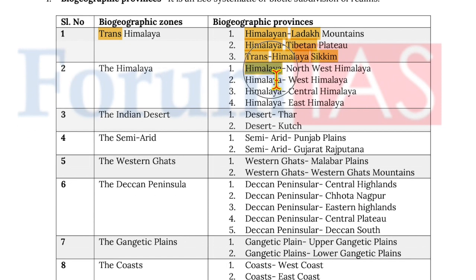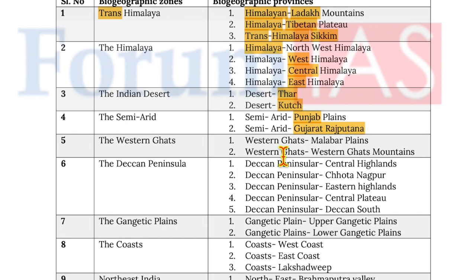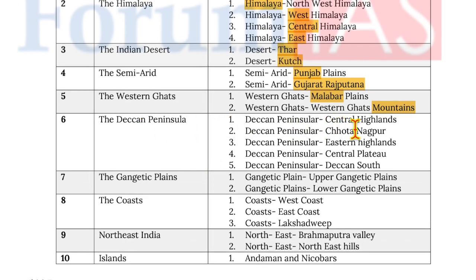The Himalayas would include the Northwest Himalaya, the Western Himalaya, the Central Himalaya, and the Eastern Himalaya. In the Indian deserts, we have 2 deserts, which are the deserts of Kutch and Thar. For semi-arid regions, we have the semi-arid regions of the Punjab Plains and Gujarat Rajputana. Western Ghats would include the Malabar Plains and the Western Ghat Mountains. For the Deccan Peninsula, we'll have the Deccan Peninsular Central Highlands, the Chota Nagpur region, the Eastern Highlands, and the Central Plateau and the Deccan South.